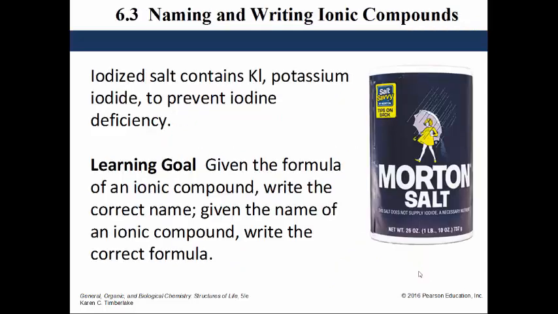Now we'll move on to naming and writing ionic compounds. Iodized salt contains potassium iodide, written as KI. This is used to help prevent iodine deficiency. And the learning goal for this portion of Chapter 6: given the formula of an ionic compound, be able to write the correct name, and also, given the name of an ionic compound, be able to write the correct formula.